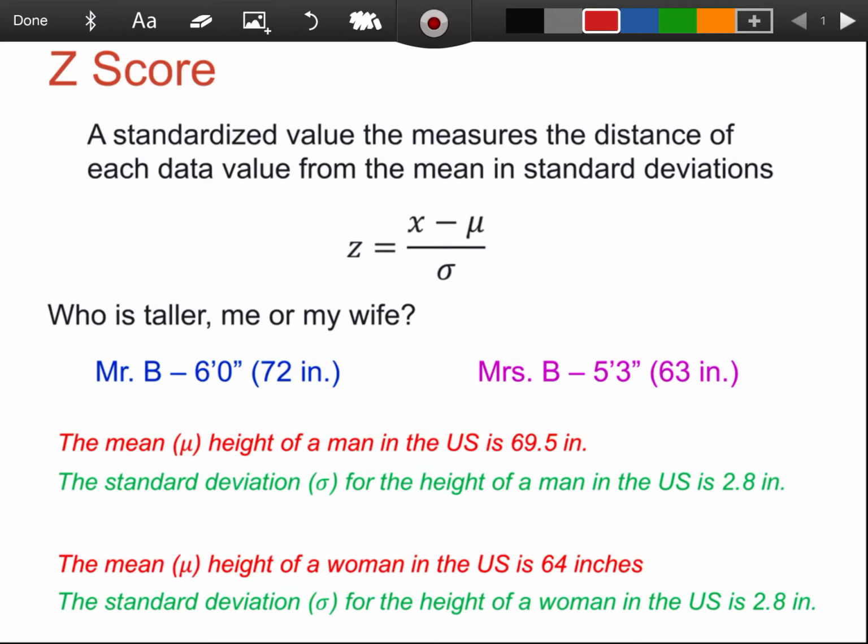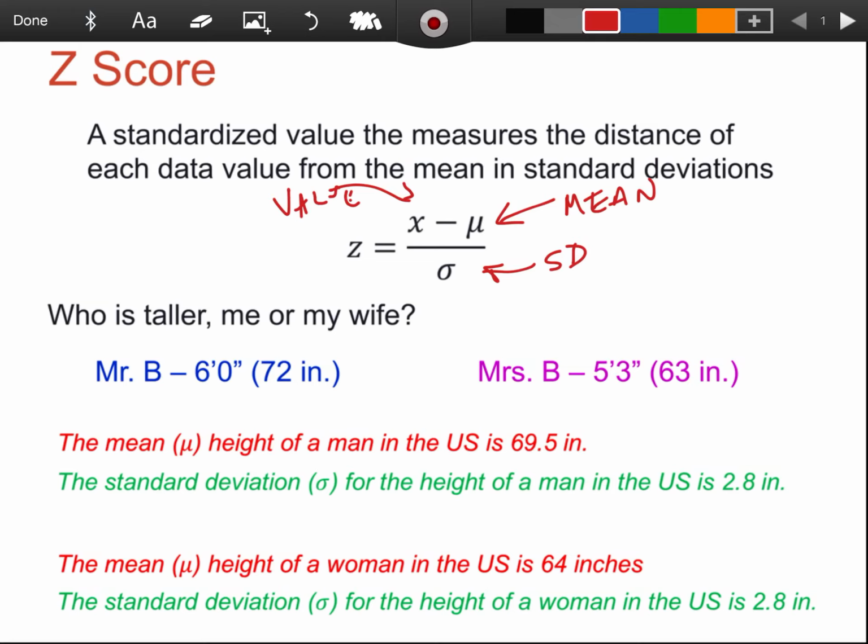So you can see here that Z-score is a standardized value that measures the distance of each data value from the mean in standard deviations. Basically, if my number is 2 standard deviations away from the mean, then the Z-score is 2. It just tells you how many standard deviations something is from the mean. You can see the equation there: Z equals x minus mu all over sigma. Mu is the mean, and sigma is the standard deviation. My x is the actual value that I want to find the Z-score for.